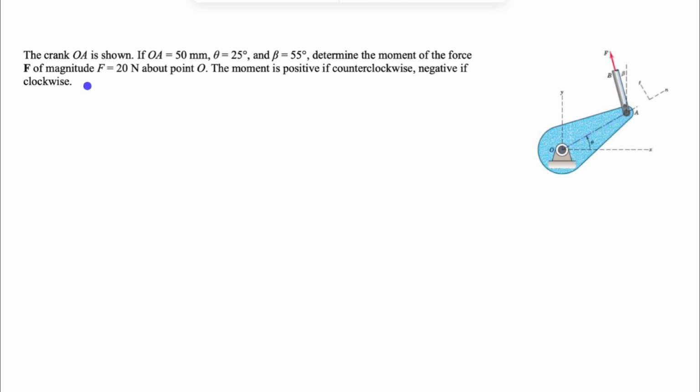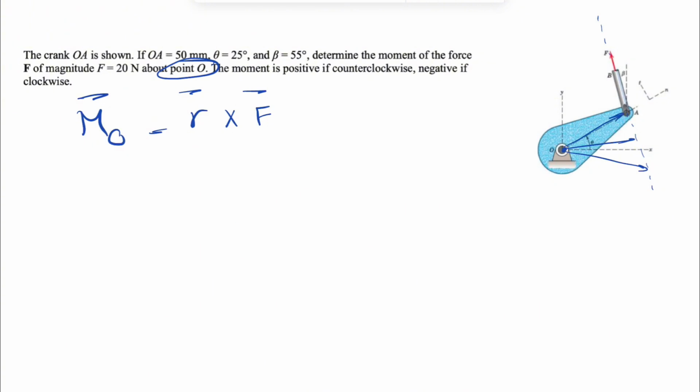So the question is asking for finding the moment of the force F, which we know is 20 newtons, about point O. So we're going to use the 2D shortcut that we have for finding the moment. Basically, we have our moment, which would be the cross product of R and F. R is the position vector, and basically our R would be any line that connects the point that we are trying to find the moment about, which here is O, to the line of action of the force. This is the line of action of this force F.